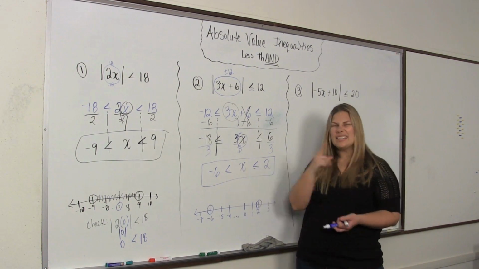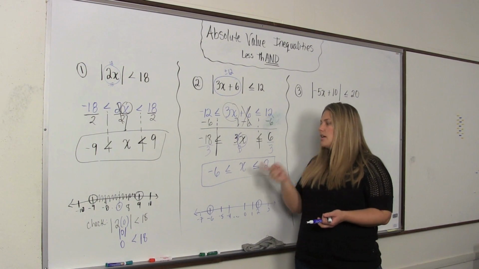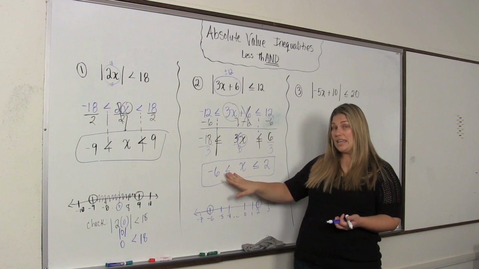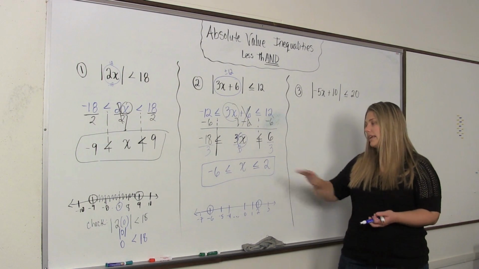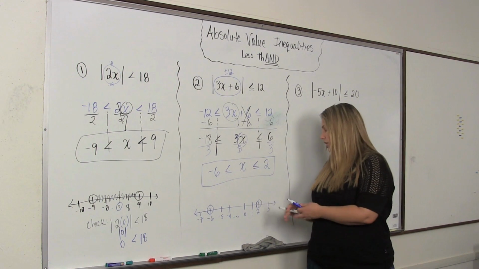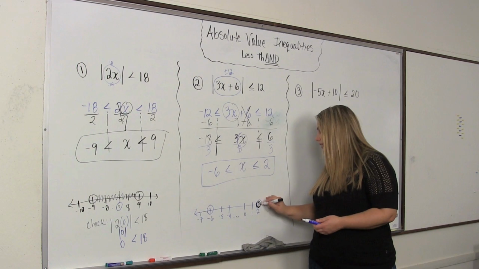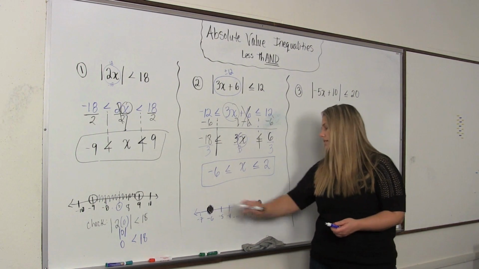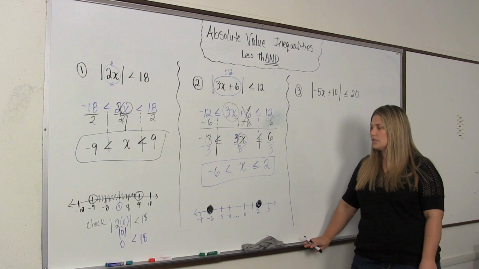And what do those lines underneath mean again? Oh, right. They mean that it can equal. So x can equal negative 6 or x can equal a positive 2. So I'm going to go ahead and color in those circles. We're going to have closed circles on negative 6 and a closed circle on a positive 2.